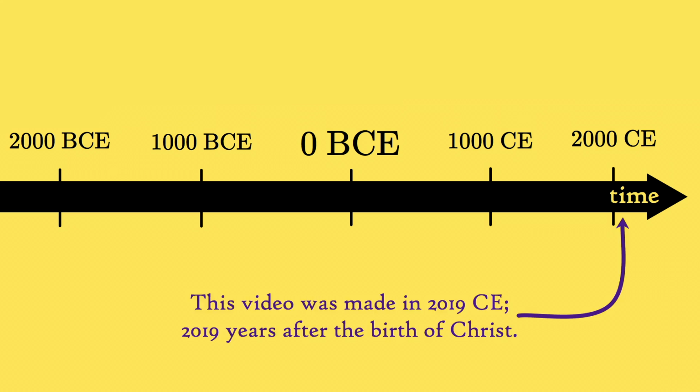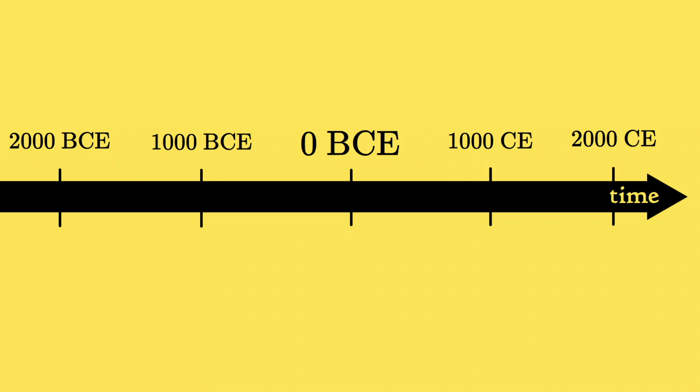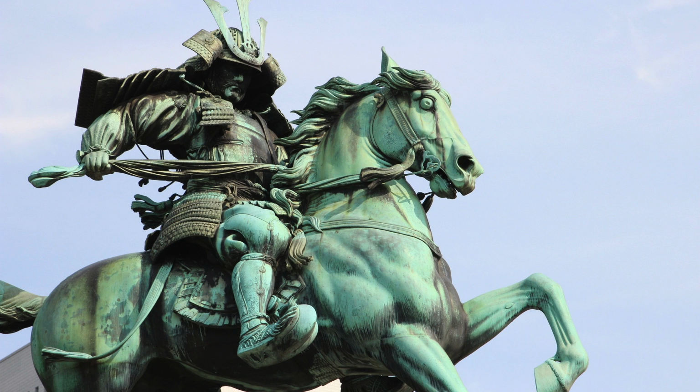So that's essentially everything I wanted to cover. I will stick to using BCE and CE on my timelines, but they mean the same thing as BC and AD, which you may be more familiar with. When more complex ideas come up, such as the distinctions between the Stone, Bronze, and Iron Ages, I will explain those in longer videos about topics to which they are relevant.